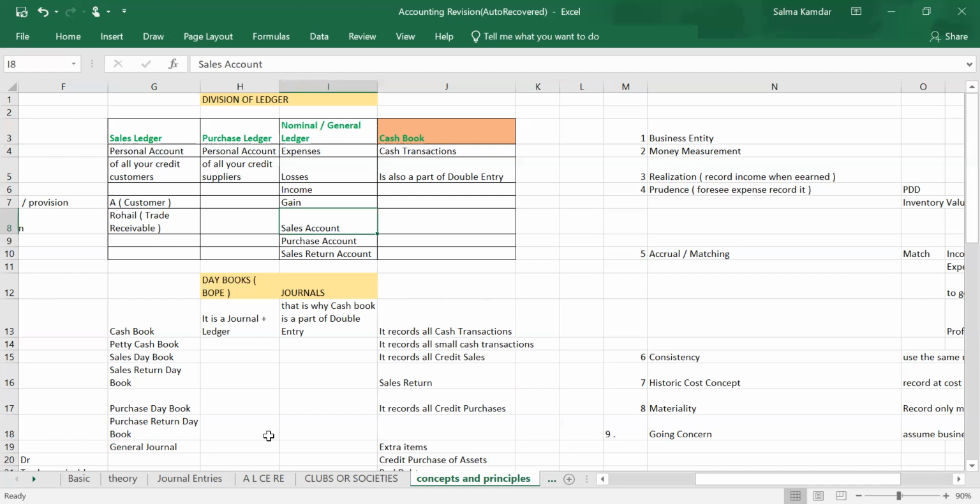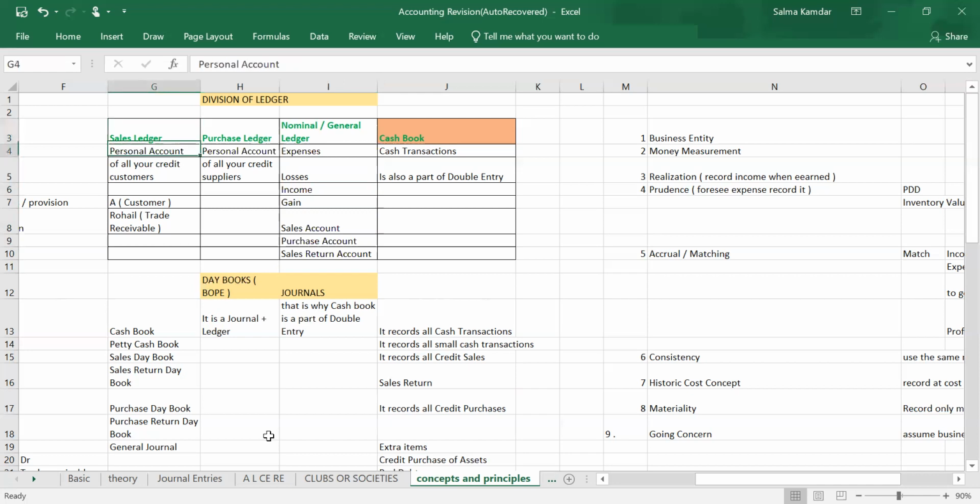Bad debts. Okay, what else? Depreciation. Sales. Rent. Purchase, sales return, purchase return. Okay, tell me what you record in your sales ledger.